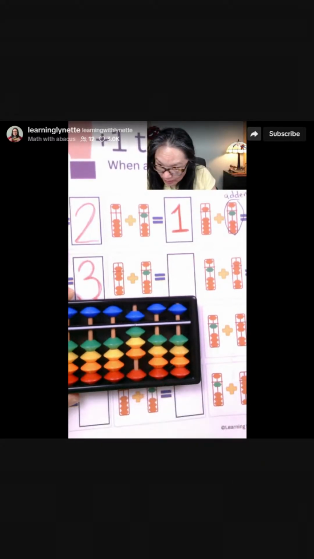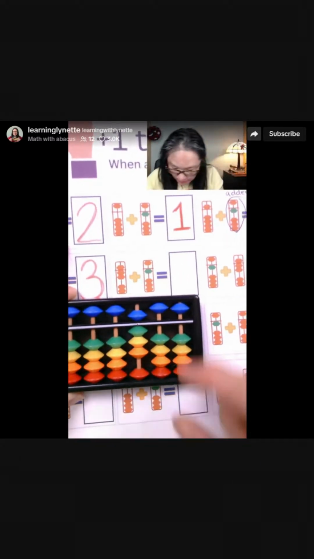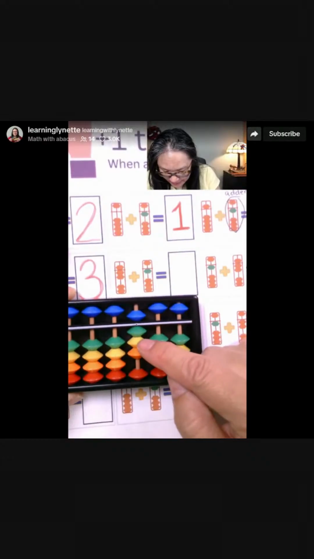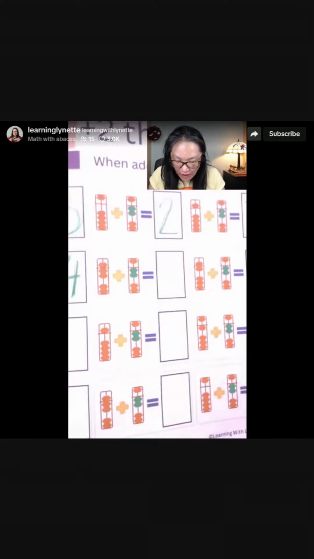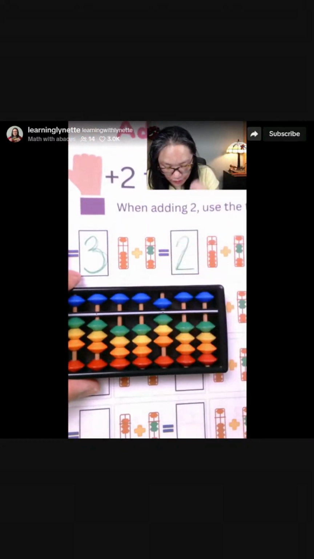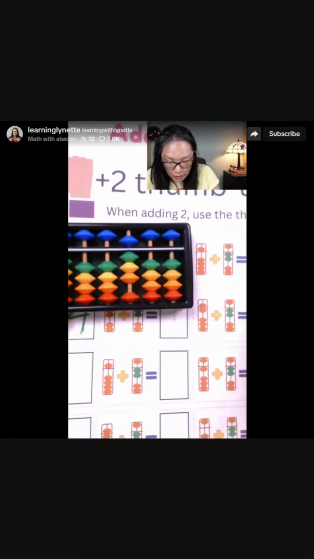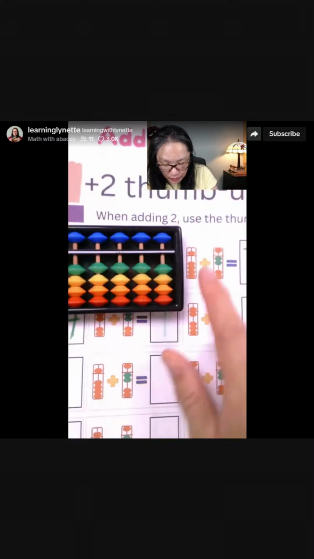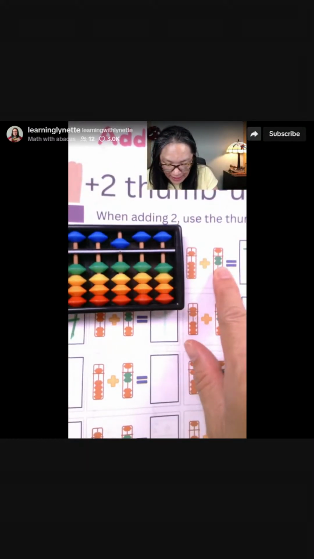5, 6, 7, 8. Again, what we're doing is we're focusing on the added. We're not focusing on the result. Abacus world focuses on the journey, right? So we're understanding what is the number that we're adding. This is 5, and I want to add the 2. My final answer is 7. 5, 6, 7.